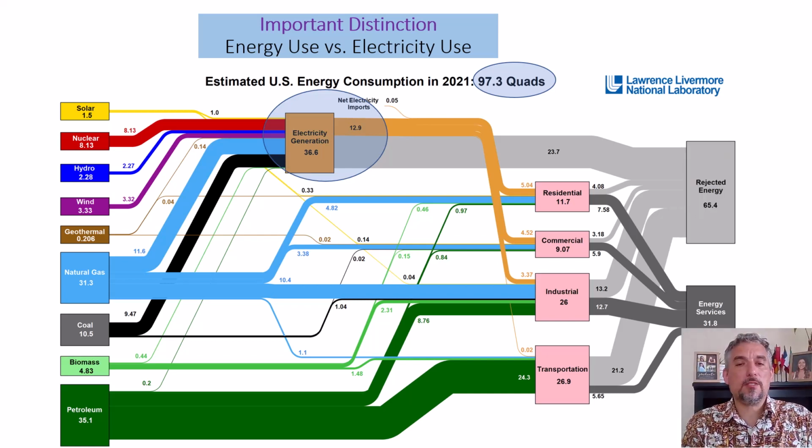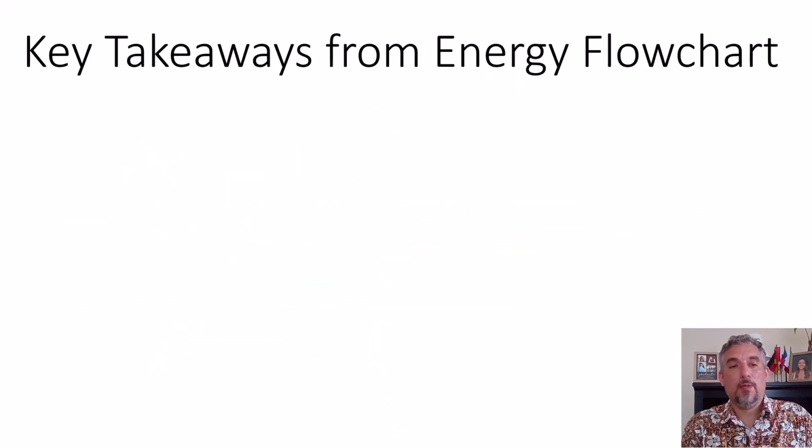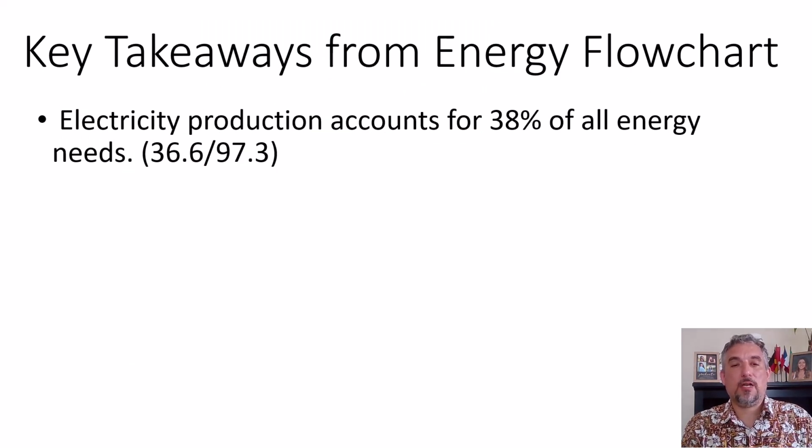So as we'll describe in the next slide and highlight, if you divide 12.9 by the 36.6, you actually can calculate an efficiency of that production. But looking at this chart, you can see 97.3 quads of energy are used, and in fact, in electricity, it would be 12.9. So key takeaways from the flow chart: electricity production accounts for 38% of all energy needs, and that's 36.6 divided by the 97.3. This gives you an idea of how much energy is required to produce electricity of the total.